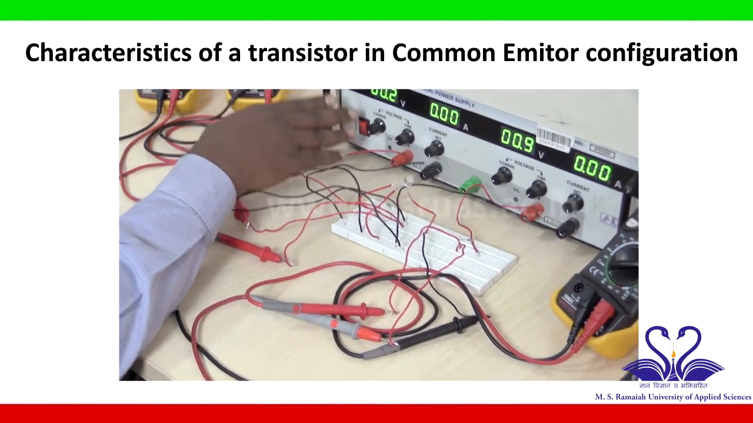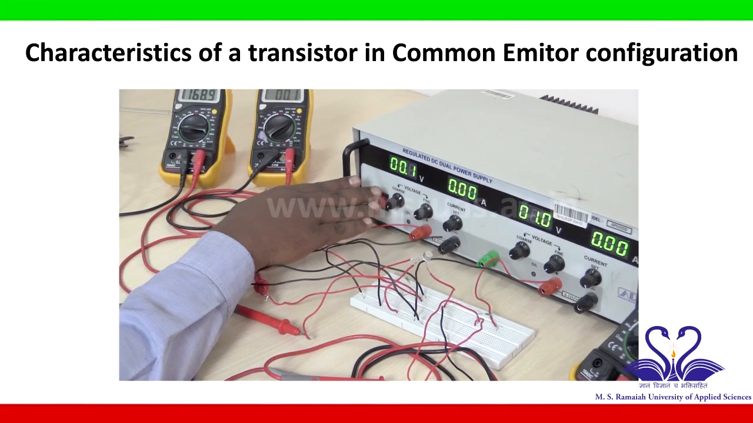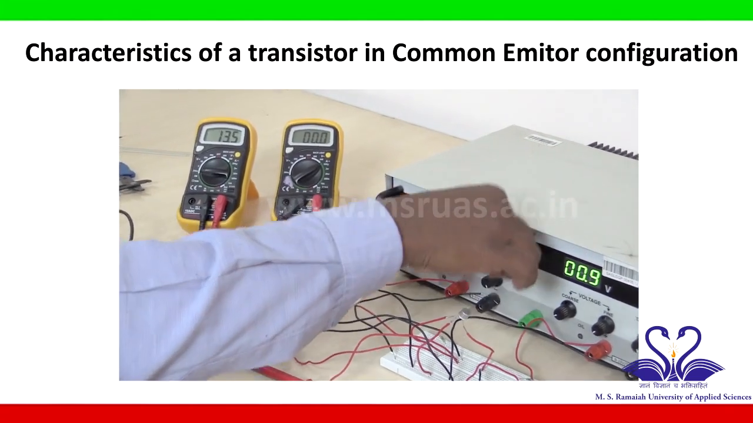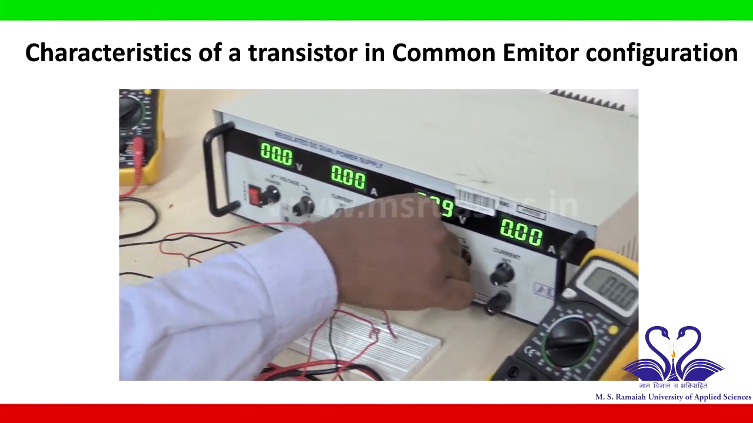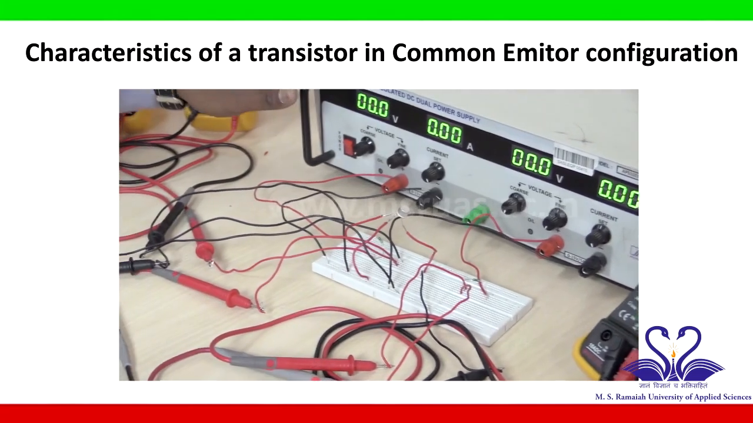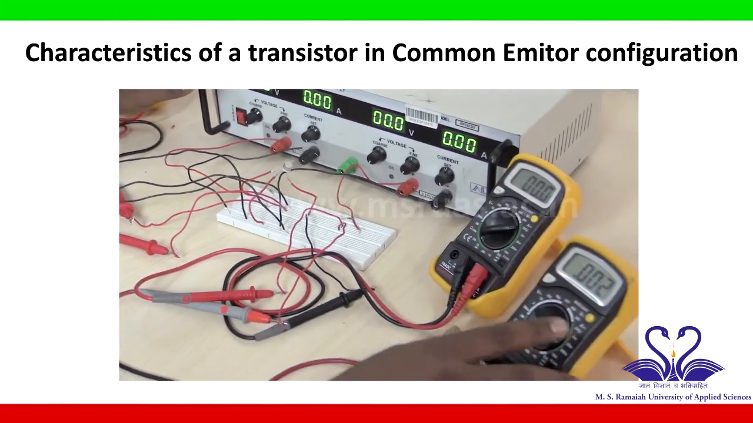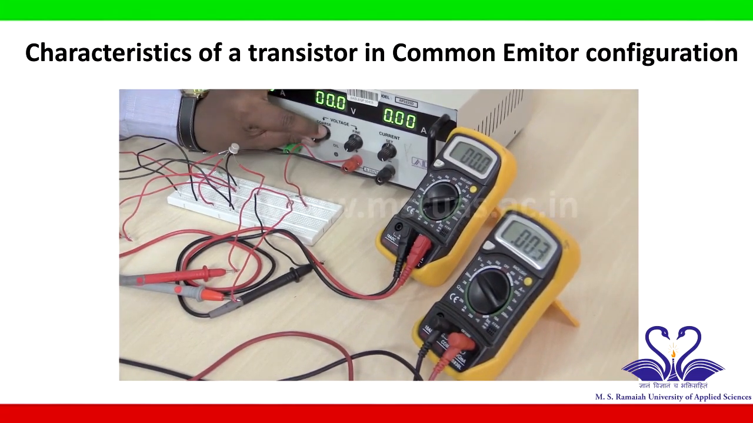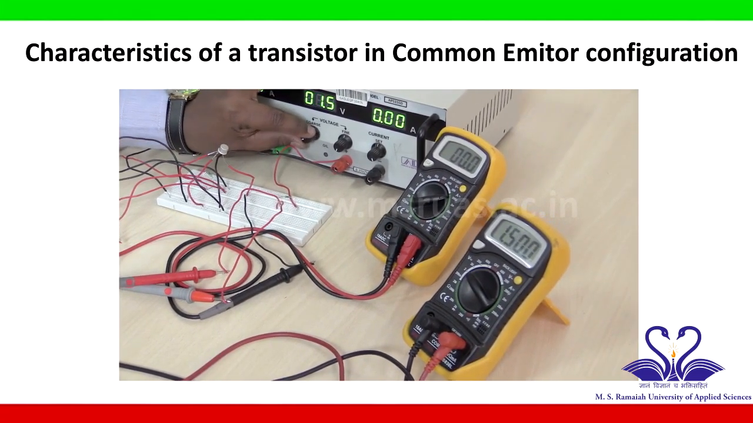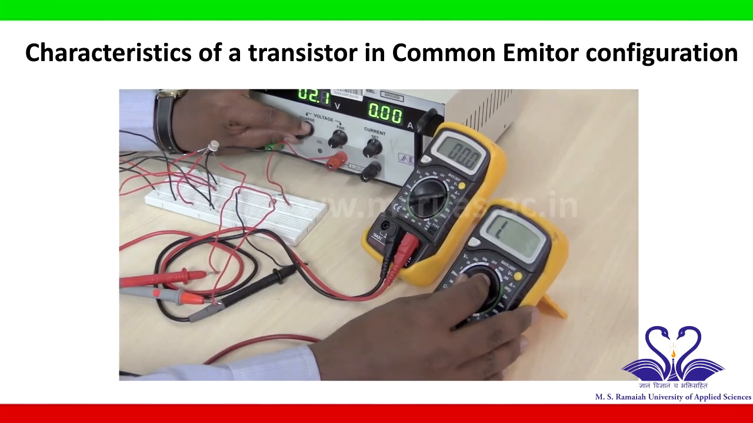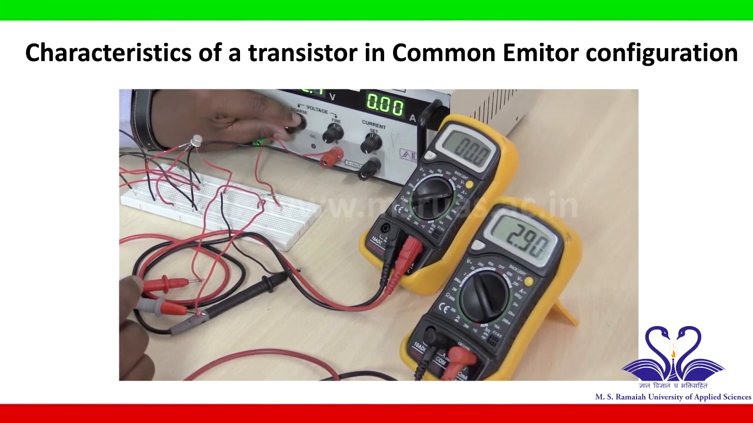Once we take the readings for a VBB of up to 6 volt, make VBB 0 and VCC also 0. Next we will repeat the same thing for a VCE of 5 volt. Now I will set VCE as 5 volt. So go on, increase this. Now we are getting an increase in the value of VCE. We need 5 volt, so I will change this knob to 20. So I need a VCE of 5 volt.